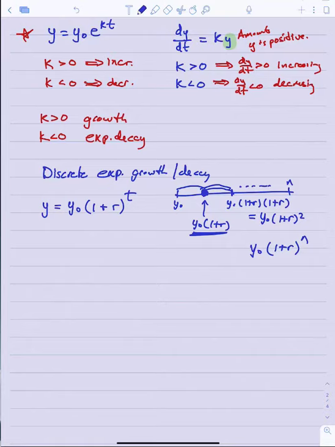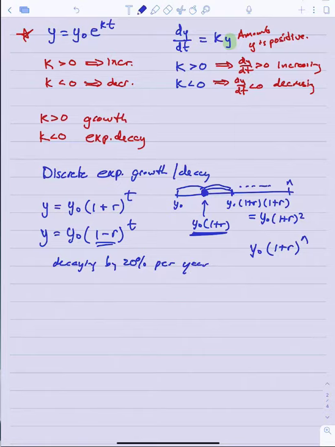All right, now, the next thing you looked at in college algebra, and by the way, I should mention before we go on, you should also recall that if I change that 1 plus r to a 1 minus r, this is now a discrete decay function. Okay, for example, if I said something was decaying by 20% per year.